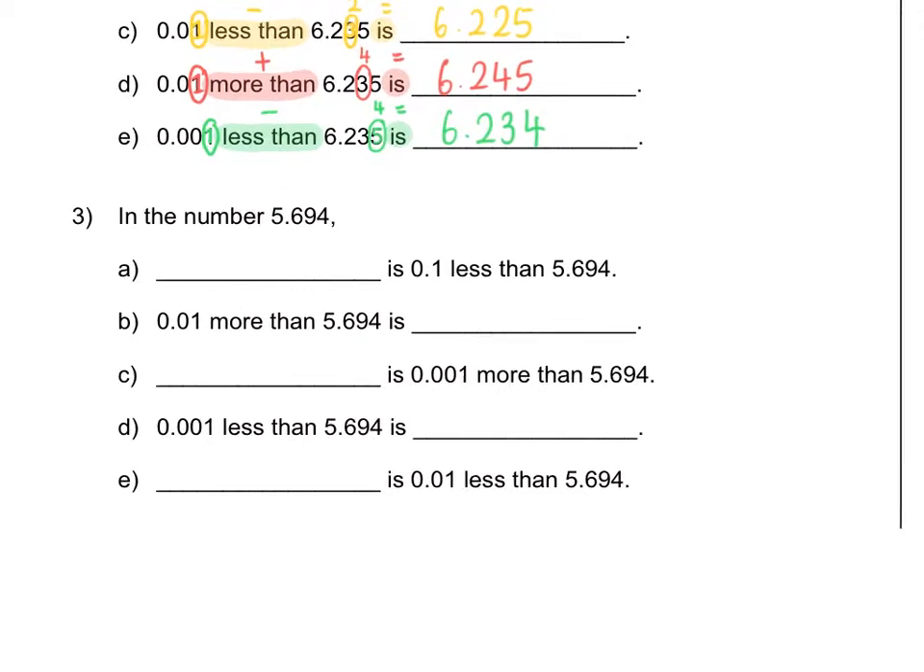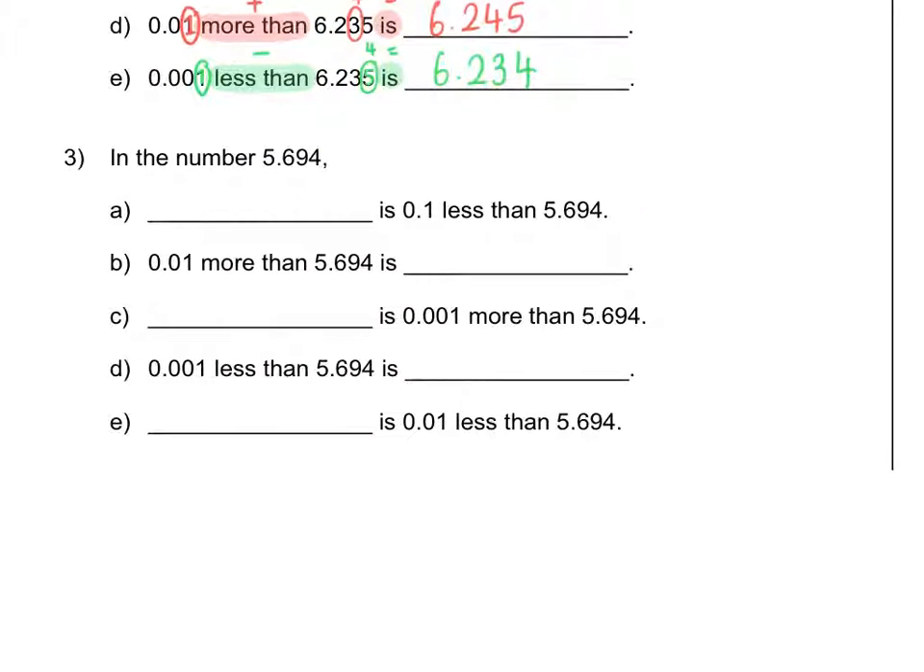Let's go on to question number 3. In the number 5.694, fill in the blank. So same thing, if you are given a number, we always label the place value chart. So in front of the decimal point is ones. Directly behind, we have the tenths, followed by the hundredths, followed by the thousandths place.